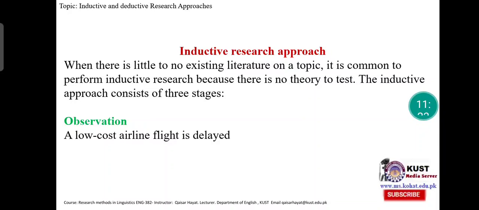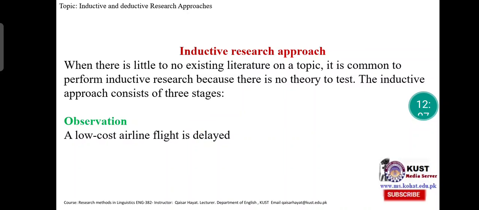Which approach you have to adopt? Your research problem would tell you. So, if you are doing research in an area, for example, if the problem is that a low-cost airline flight is delayed, you are sitting in an airport and you are quite happy that the airline has charged you very little from Peshawar to Karachi, but there is some worry in your mind that low-cost airline flights are delayed. So this is an observation that you have in mind.